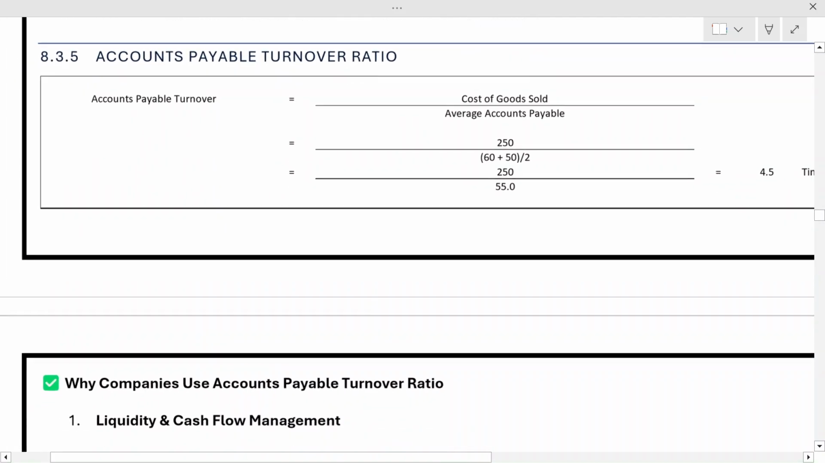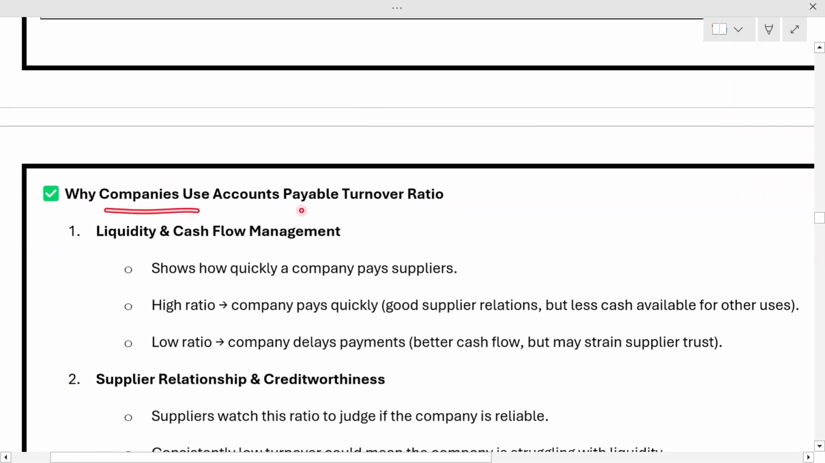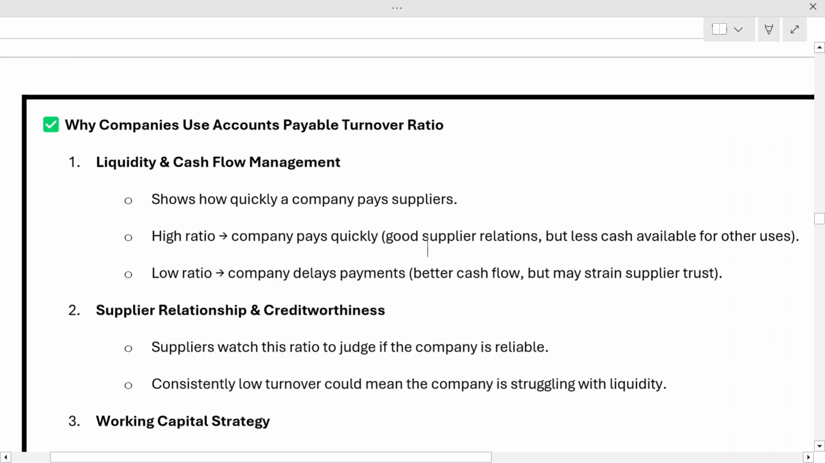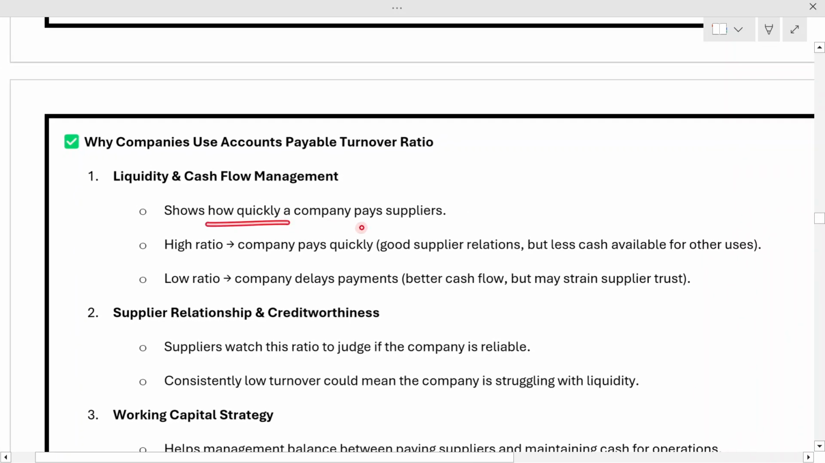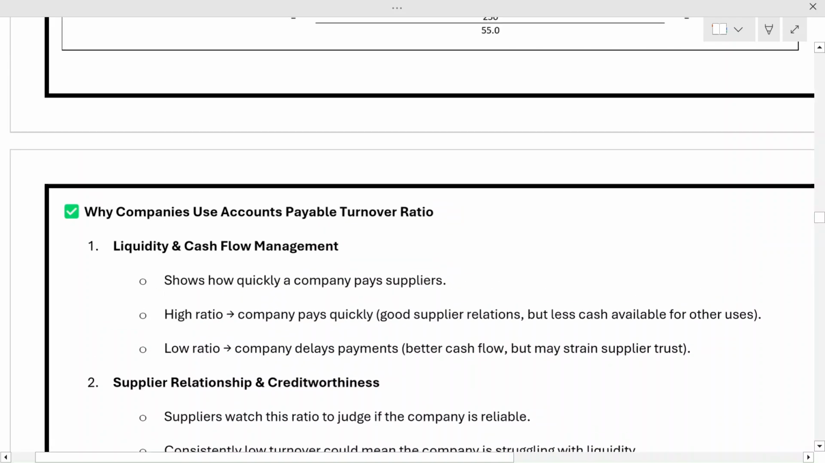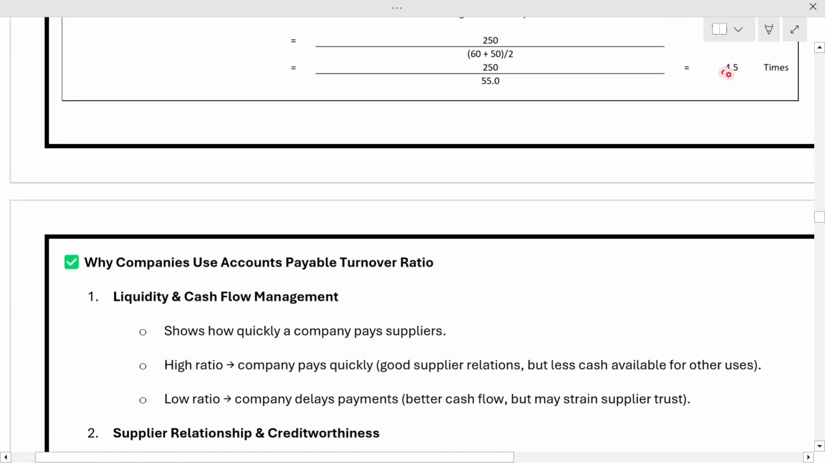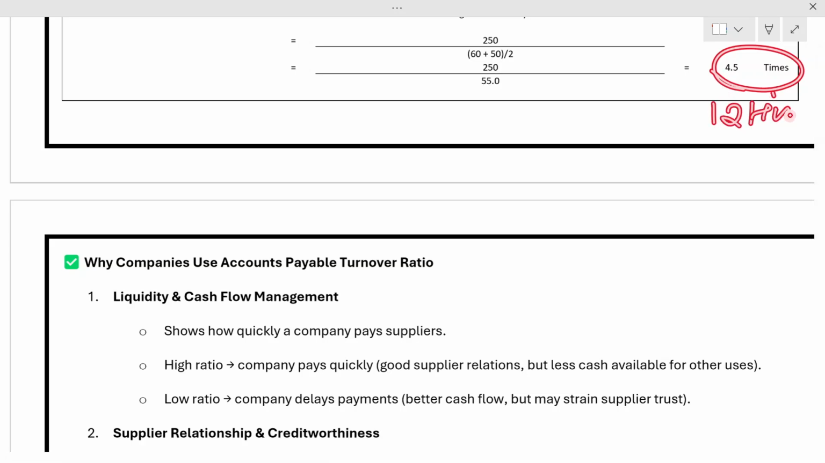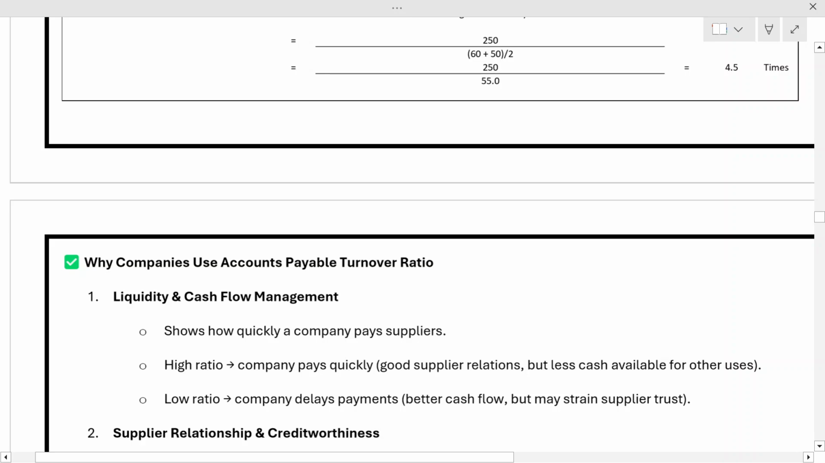Now let's see how companies use them and what the implications are. It shows how quickly a company pays its suppliers. If this ratio is higher, the company pays very quickly. Let's suppose it is 12 times, it means that you are paying your creditors or accounts payable 12 times in a year. That is a good thing for the creditors, but it may not be a good thing for you because you are paying them very frequently.